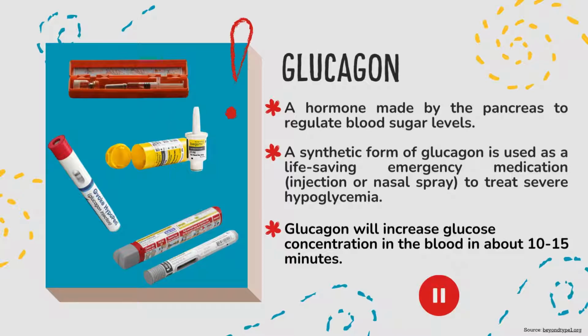What is glucagon? Glucagon is a naturally occurring hormone made by the pancreas to regulate blood sugar levels. A synthetic form of glucagon is used as a life-saving emergency medication to treat severe hypoglycemia in about 10 to 15 minutes. There are different types of glucagon, including newer auto-injectors and nasal sprays. We'll provide this opportunity to pause if your school nurse or health professional would like to include more information on glucagon, administration, and your school's specific policies and protocols.